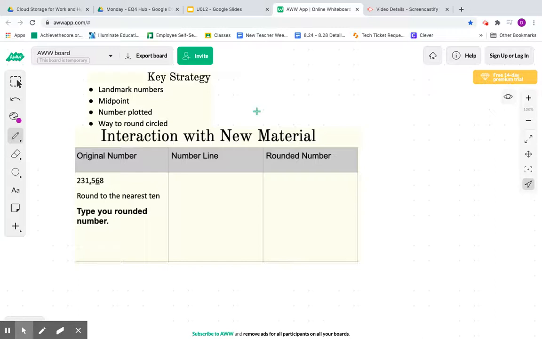All right, scholars, let's take a look at the interaction with new material. Here's our original number right here, 231,568. Round to the nearest 10, and it is underlined for us. That's 6 right there. And when you try this out, you will be asked to type in your number. Okay, so I am going to get started using this key strategy.